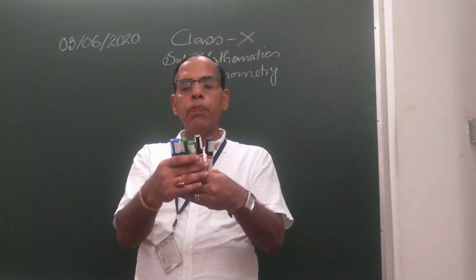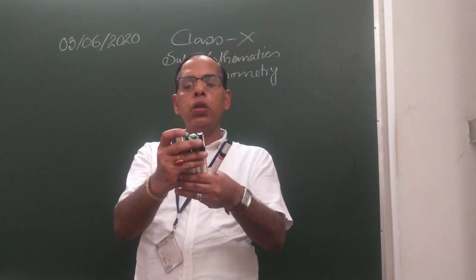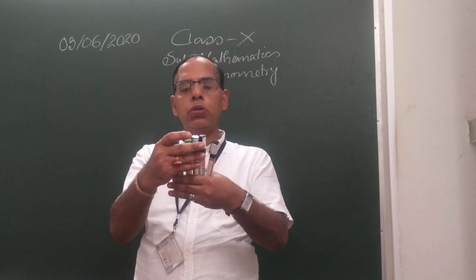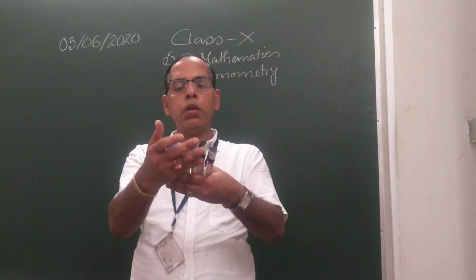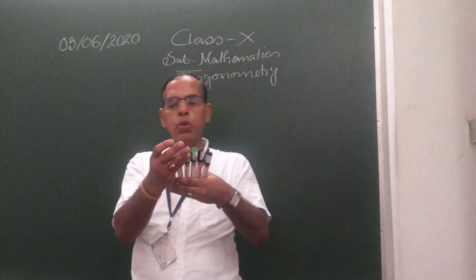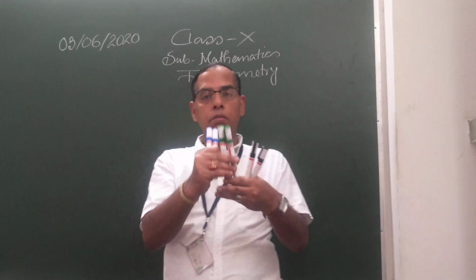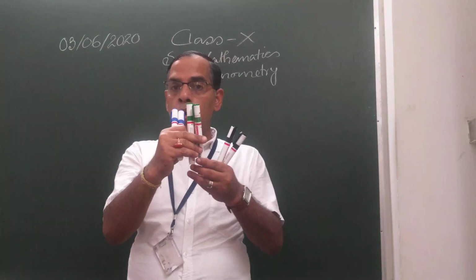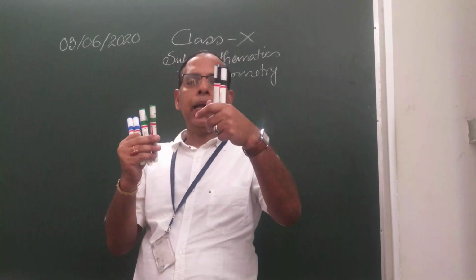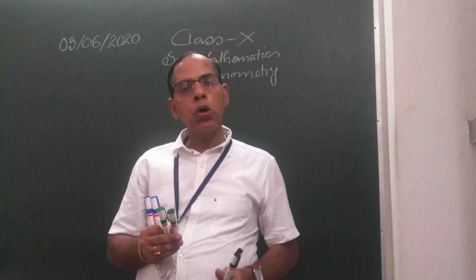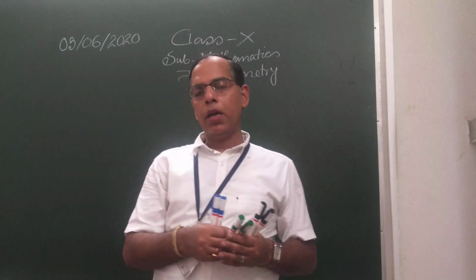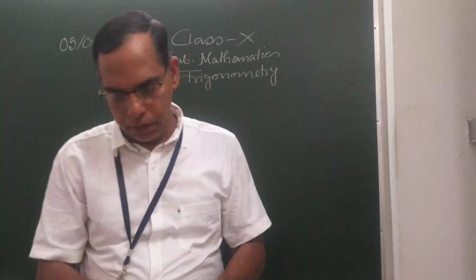So these are the 6 trigonometric ratios. That is, 2 in blue represent tan and cot, 2 in green represent cos and sec, 2 in black represent sine and cosec.